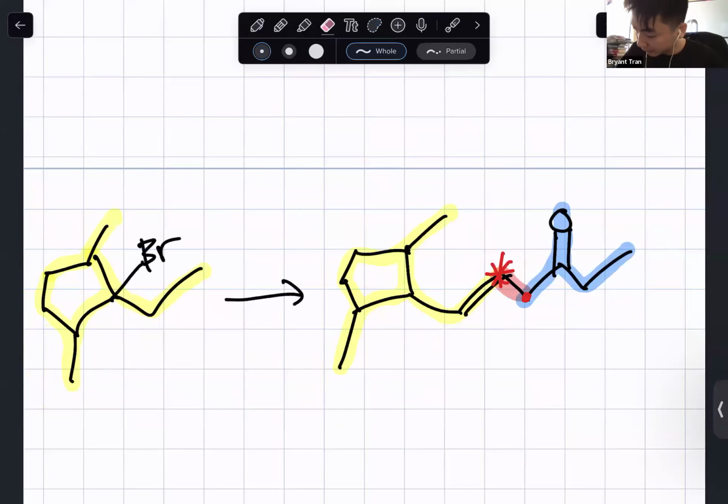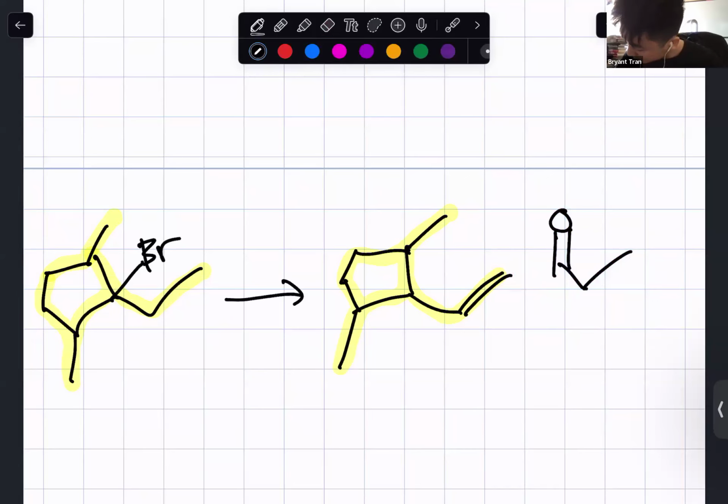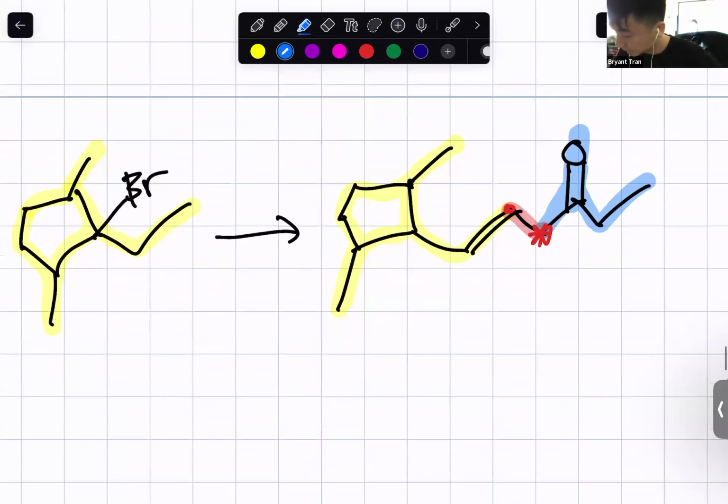So let's say the roles were reversed. Let's say this is the star and this is the dot. This is the new bond between the star and dot. This is this structure here. Okay.